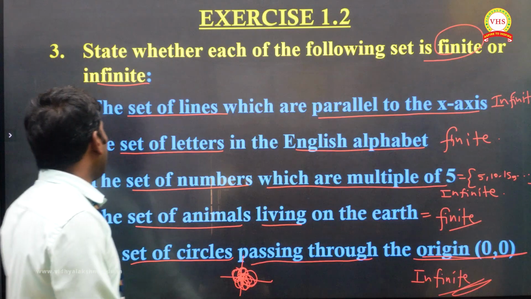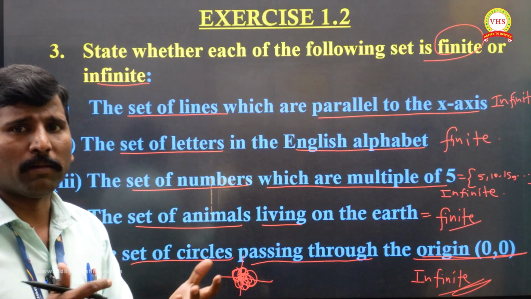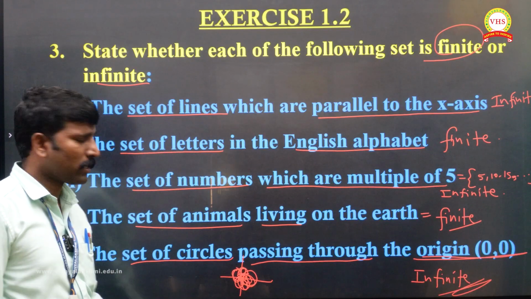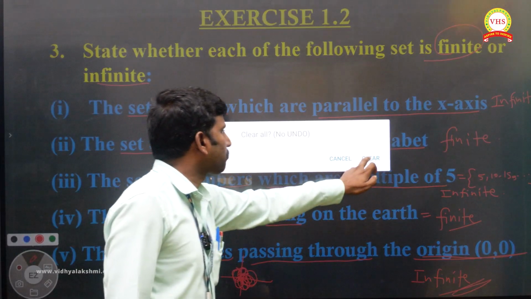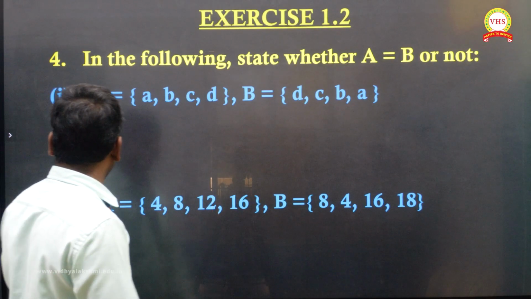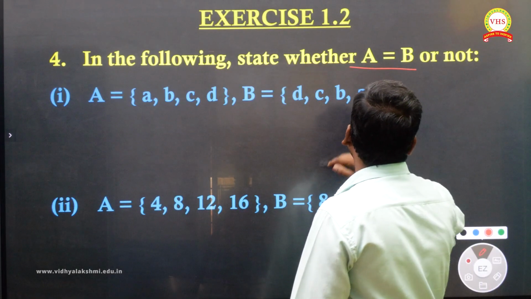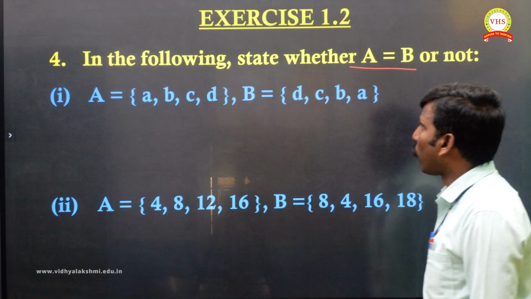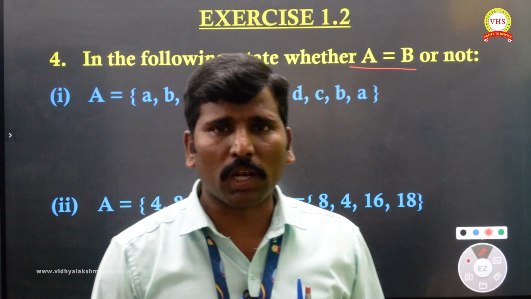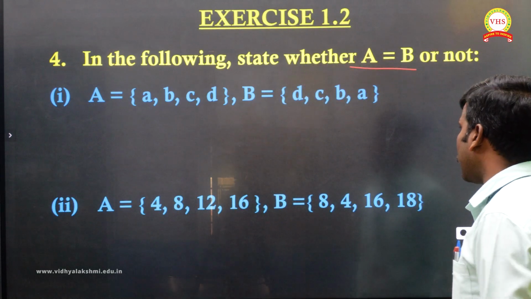Right? Fine. See, I don't want to explain with lengthy answers. Final answer, if you know very well, directly you can write like this. Next, fourth Roman, but here steps are needed, so I gave space here. Whether A equal to B or not, in the following, state whether A equals B. Two sets are equal or not. Equal sets definition we have seen, right? That we have to check here.